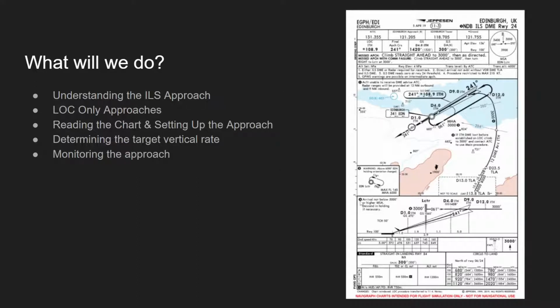So this is just an example of an ILS chart. I'm sure most of you have seen one before. We'll also look at how to read the chart and set up the approach using the chart, doing one way of doing it, and we will touch very briefly on briefing an approach. We're not going to cover that in depth because that's an entire subject in itself, but we'll briefly discuss the sort of things you'd be looking at to make sure that you set up everything correctly. Then we'll discuss how to target a vertical rate to perform the approach successfully, and how we're going to monitor the approach throughout so that we always make sure we're within parameters.